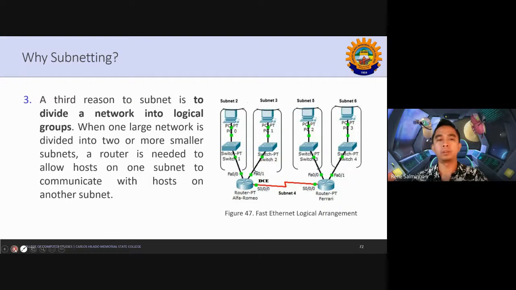Now, a third reason why we need to subnet is to divide the network into logical groups. When one large network is divided into two or more smaller subnets, a router is needed to allow hosts on one subnet to communicate with hosts on another subnet.